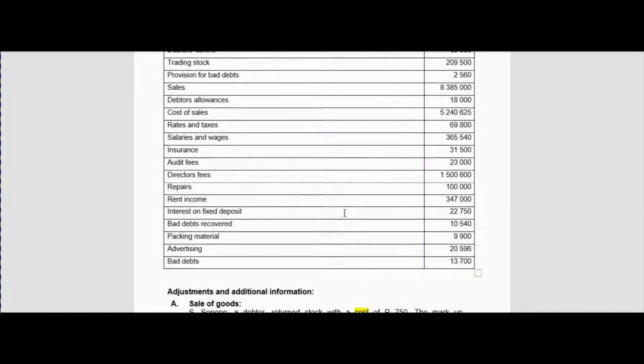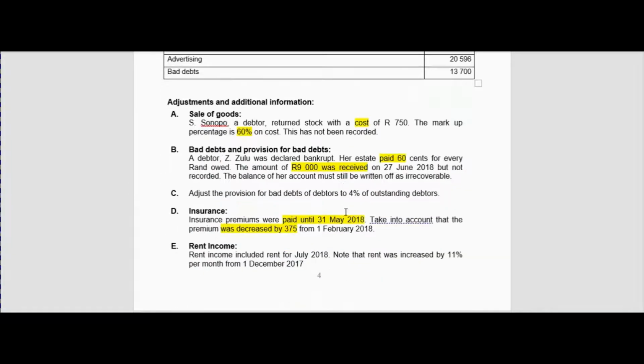So let's get back to the question paper. And there the first adjustment is A, the sale of goods. Sonopo, or a debtor, returned stock with a cost. Important, that's why I'm highlighting it. Not the selling. Normally they give us the selling. You've got to read carefully. They like to catch you out.